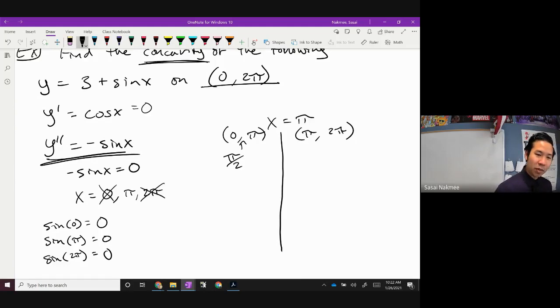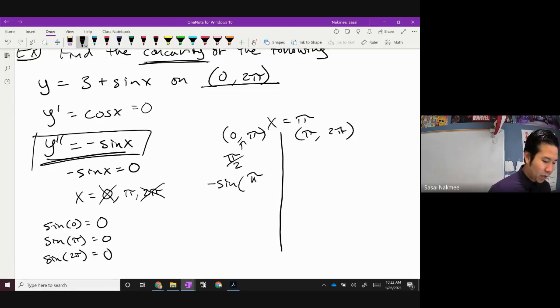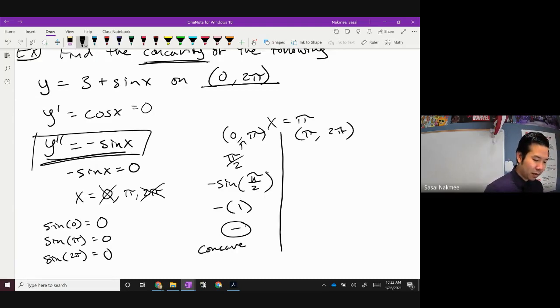Okay, so pi over 2 is a number I'm going to test into my second derivative right here to see if it's positive or negative, to tell me if the function is concave up or concave down. So let's take a look here. I'm going to be looking at negative sine of pi over 2. Well, sine of pi over 2, if you looked at the unit circle I drew earlier, is going to be positive 1. So negative positive 1 is going to tell me that I end up with a negative sign right here. And that tells me that the function is concave down.